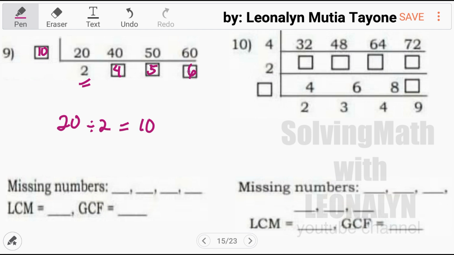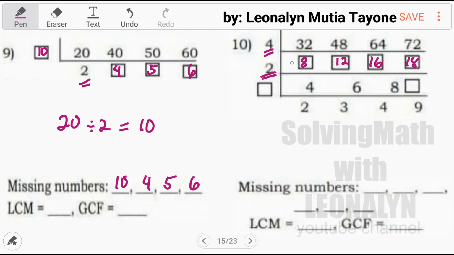At ito naman ay 6. Missing numbers. 4, ay mayroon pang 10. Unahin natin si 10. 10, 4, 5, 6. Now, dito naman. Again, ito ay pang-divide. 32 divided by 4, and this is 8. 48 divided by 4, and this is 12. 64 divided by 4, this is 16. 72 divided by 4, and this is 18.